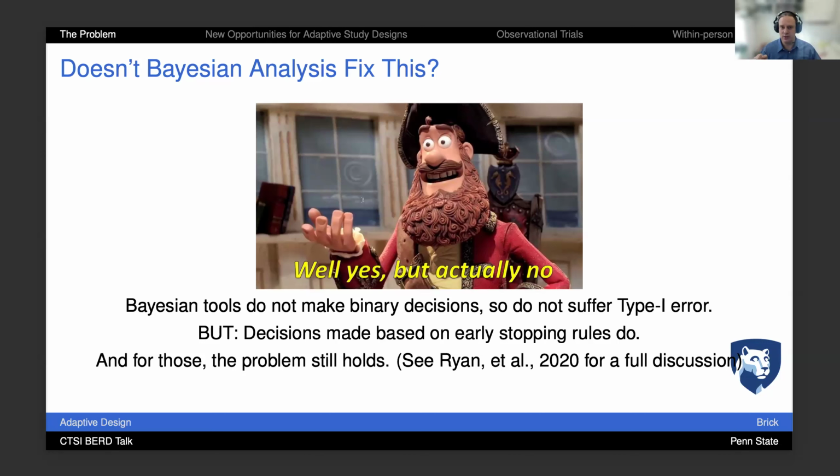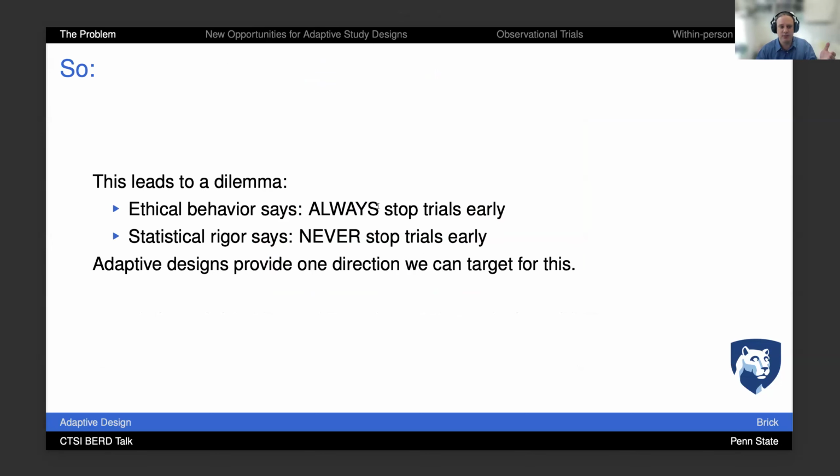There are some ways to do this where you can make unbiased decisions. Often they hurt power a little bit because you tend to stop early, and that means you have less power when you stop. But the problem is ultimately the same, right? We're still making this binary decision, and we're wrong some of the time, and we want to be wrong less of the time. So it's still this same dilemma. Ethical behavior says we should always stop as soon as we know and as soon as it's clear. And statistical rigor says, no, you can't actually do that, or all of your answers are wrong, or some high proportion of your answers are wrong.